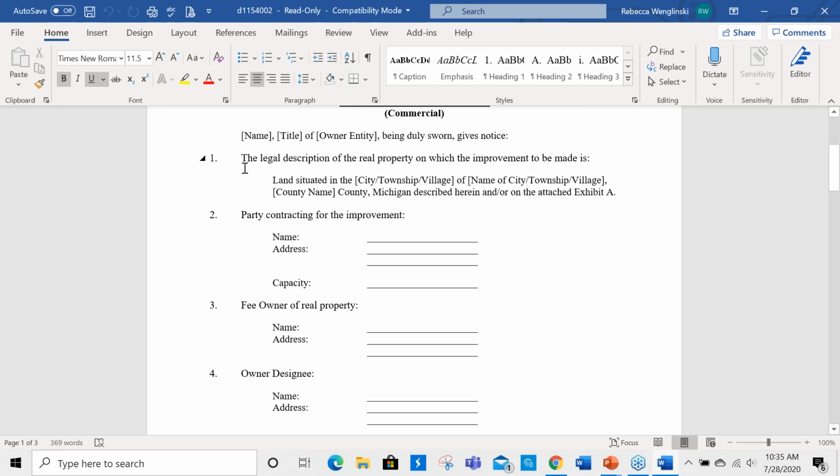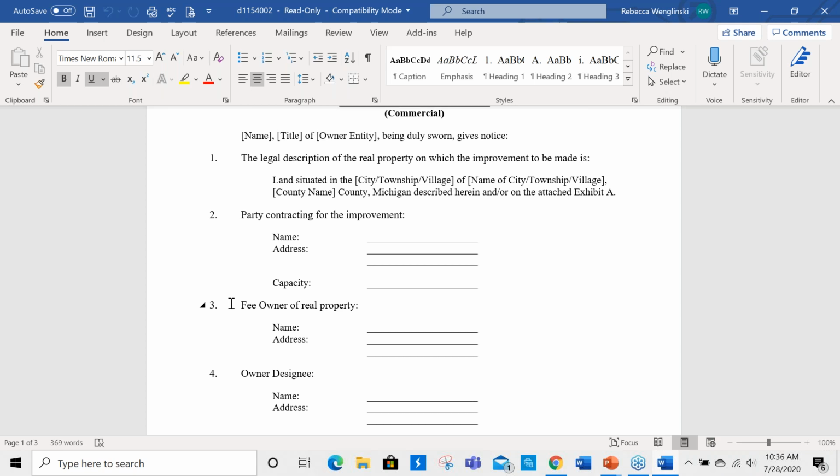It might say lot 21 of Beaufay subdivision, or it might be metes and bounds where it says 384 feet west from such and such. But whatever it looks like, you need that in order to do your lien. Okay, and then number 2, it talks about the party contracting for the improvement. And then you see below there for 3, the fee owner. So that throws people off when they're filling out the forms. They're like, what's fee owner mean? Well, as we discussed, there can be instances where someone like a lessee contracts for the improvement, and that would need to be put forth in paragraph 2 of this form.